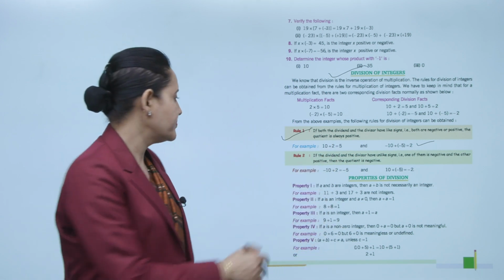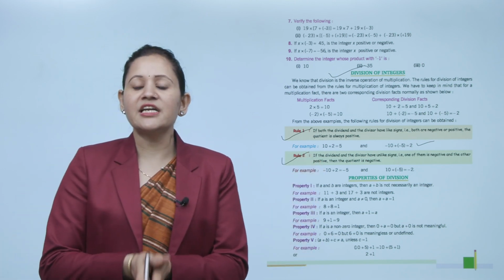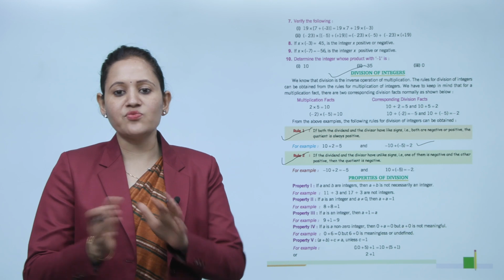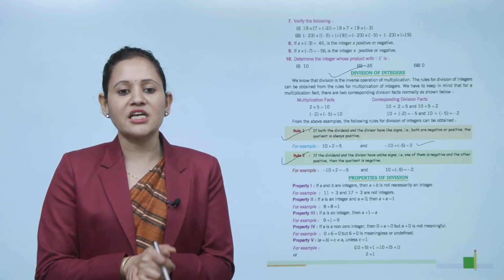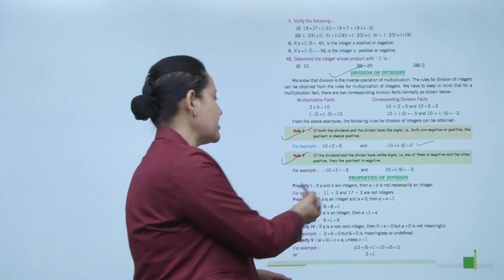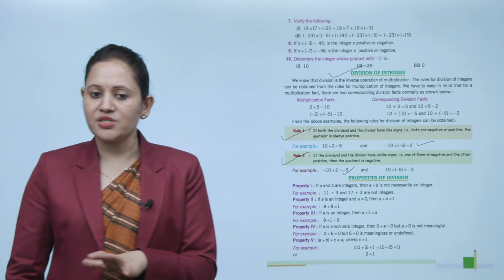Rule number 2. If the dividend and divisor have unlike signs, meaning one of them is negative and the other is positive, then the quotient is negative. Like minus 10 divided by 2 is minus 5. One is negative and one is positive here.